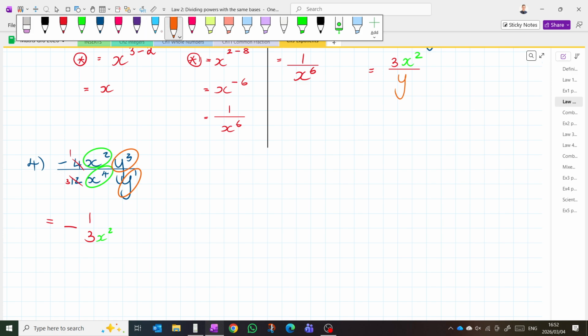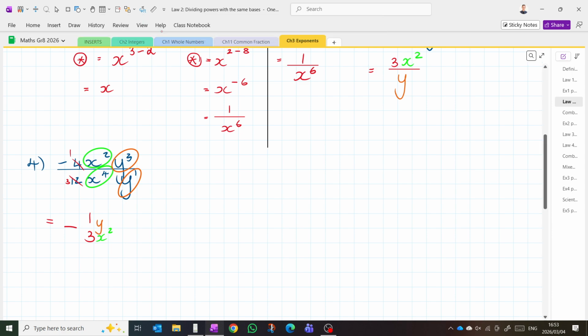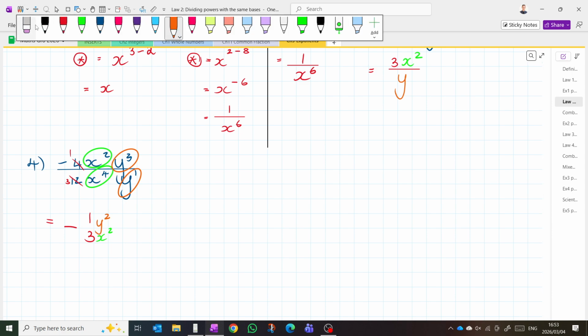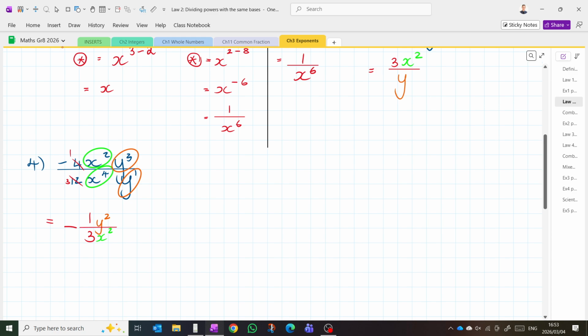And looking at the y's, y to the power 3 divided by y to the power 1. 3 minus 1, a smaller from a bigger, gives me 2. My larger power was at the top, so that is going to stay at the top: y squared. And that will be our final answer. Again, there is something else left in the numerator, so you can just say negative y squared over 3x squared, or you can leave it as negative 1y squared over 3x squared. Both are acceptable, both are correct.